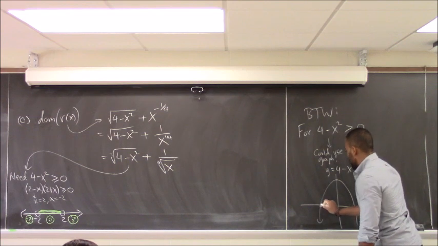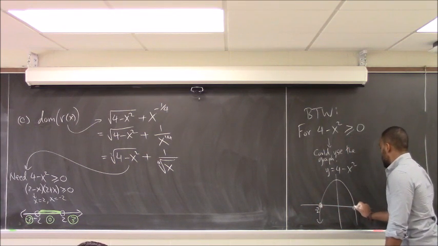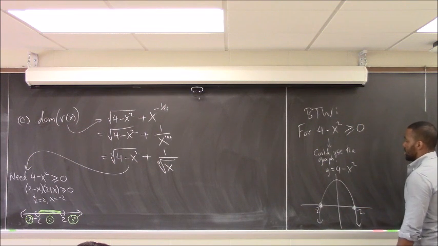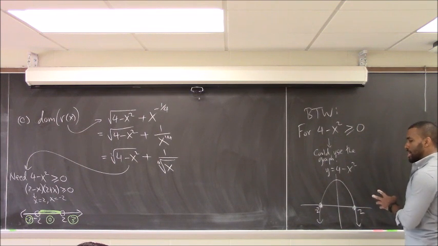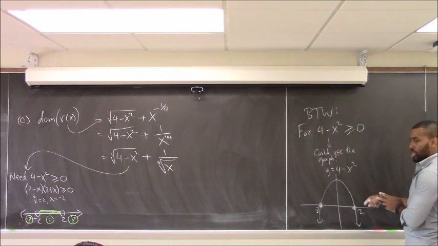You will notice that this point is going to be minus 2. This point here is going to be 2. And just by looking at the picture in your head, you can automatically see where it's positive. That's where it's above the horizontal. So you can tell it's going to be in the middle.